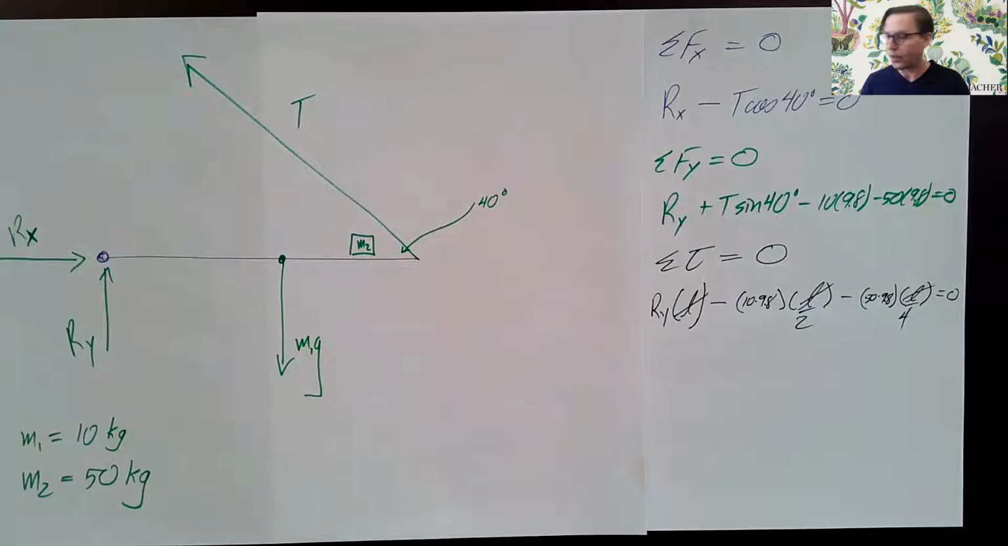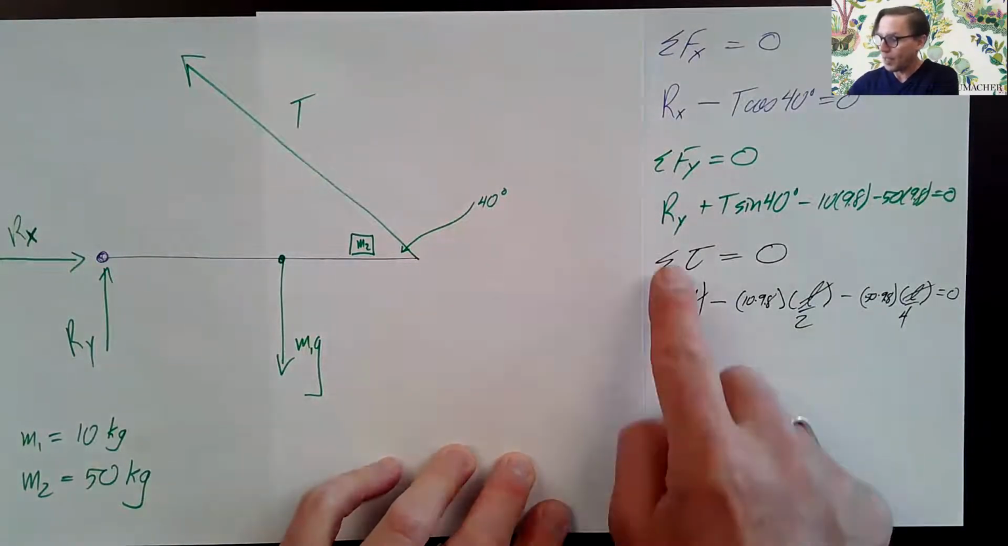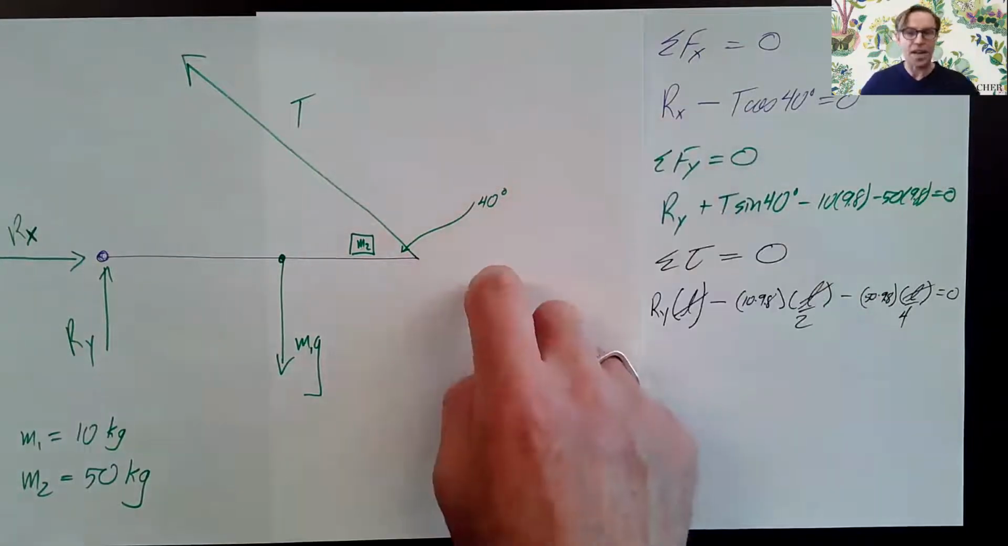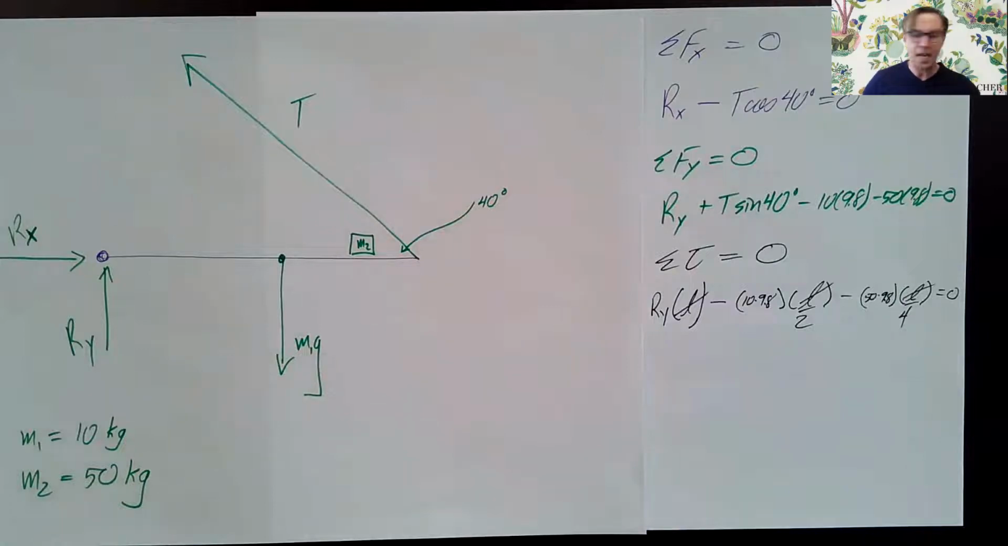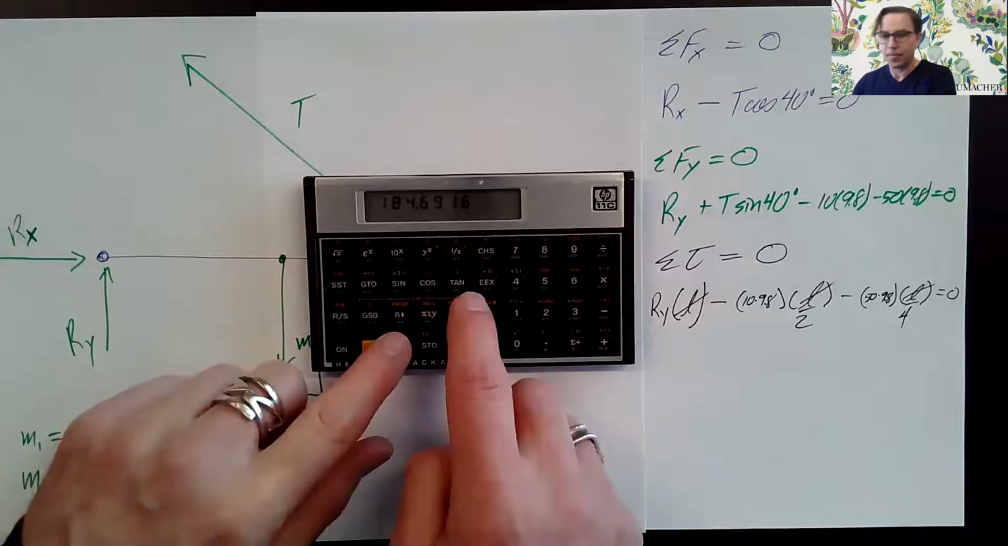So let me tell you real fast how to do it. This equation has one variable, so solve for Ry. Then when you stick that in here, you can find T. And when you stick that in here, you can find Rx. And I'm going to take just a moment to show you what that would look like on my calculator.